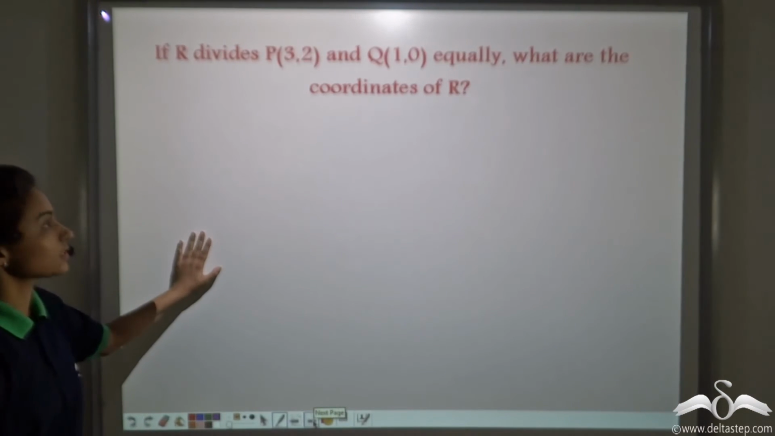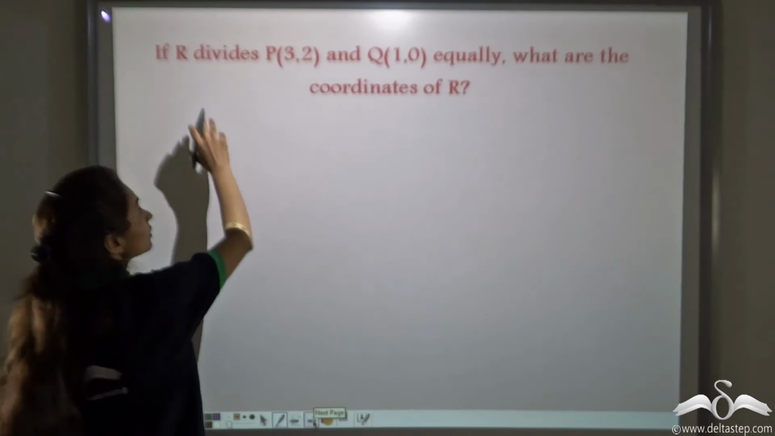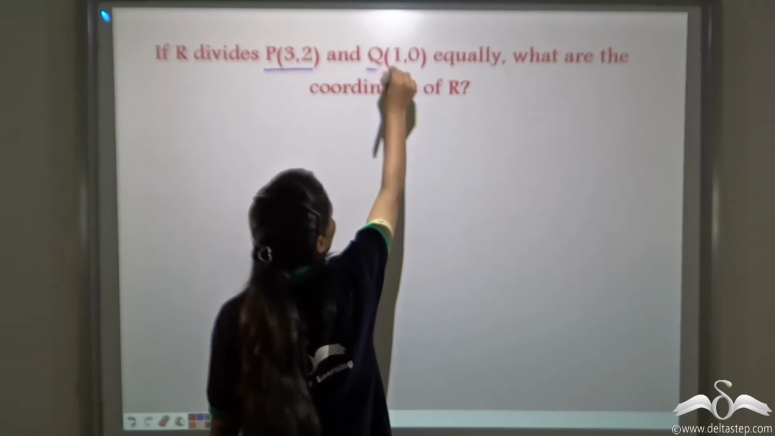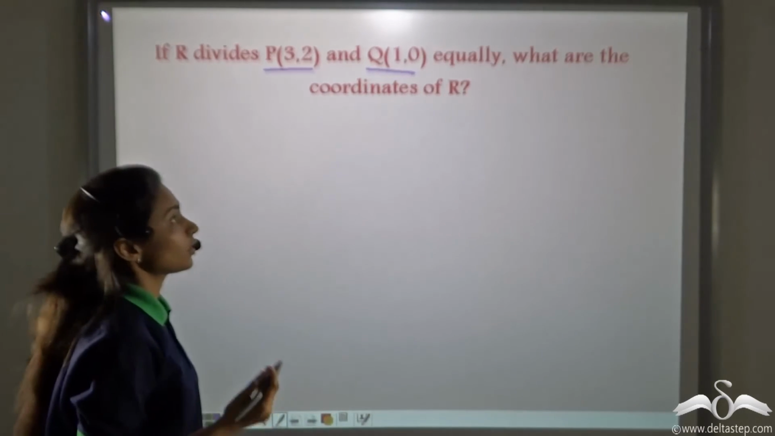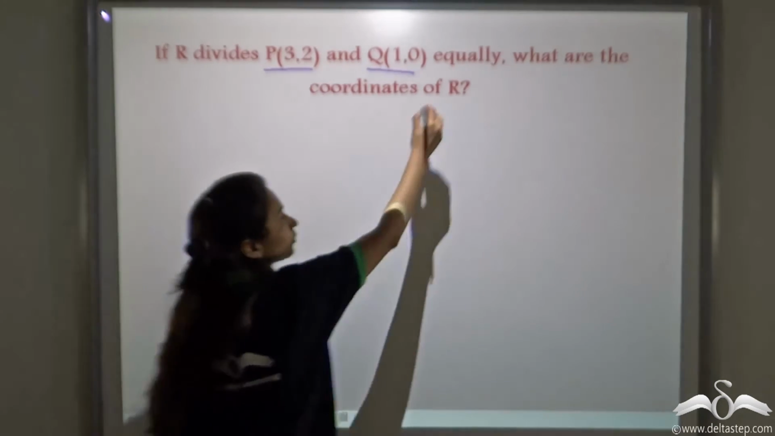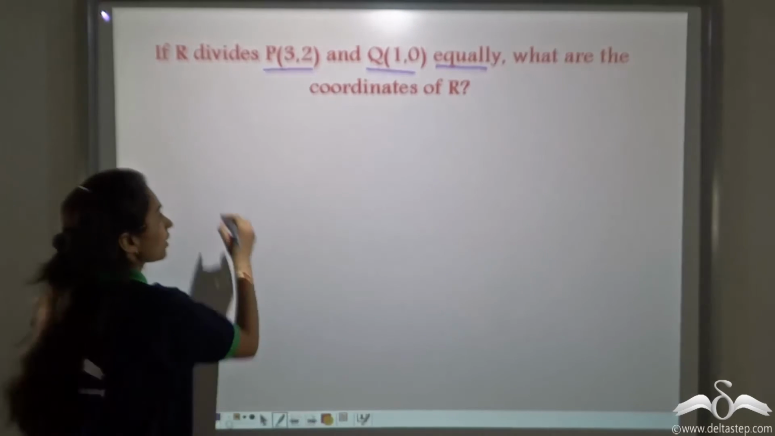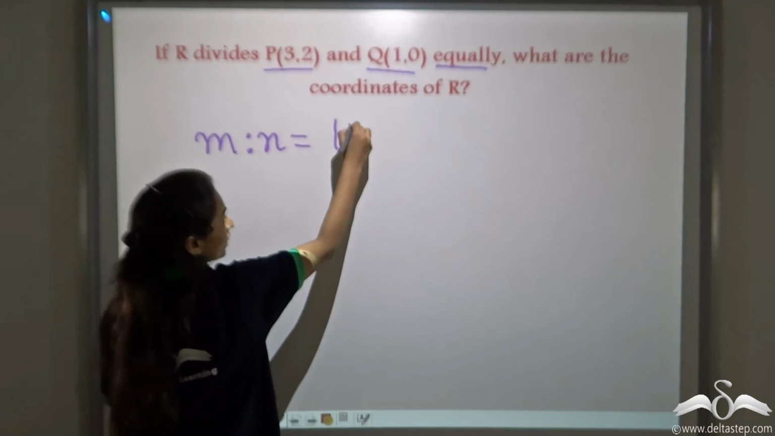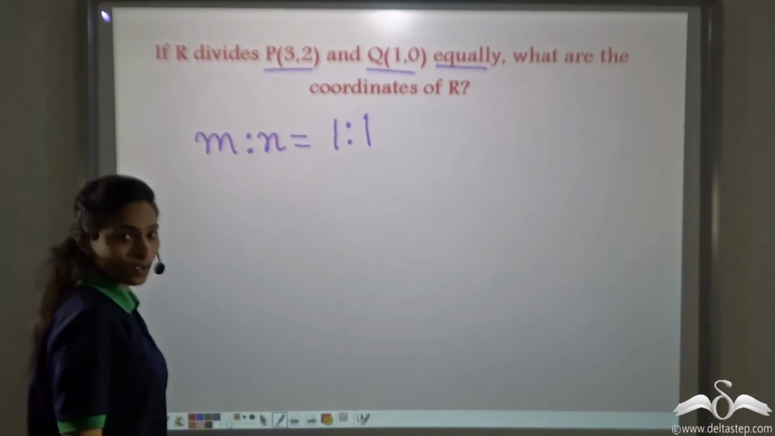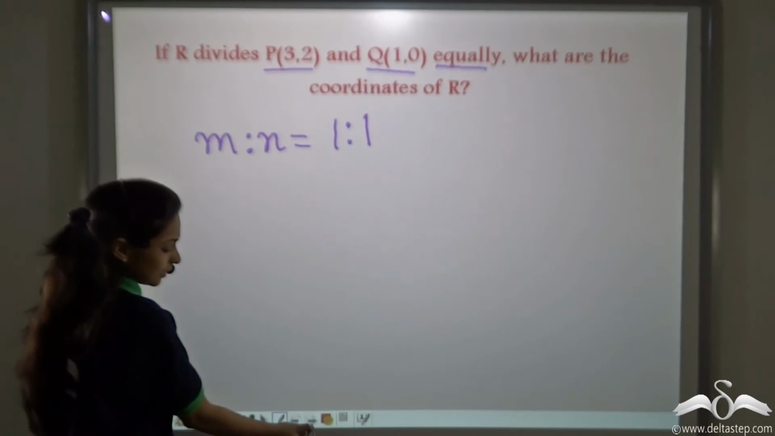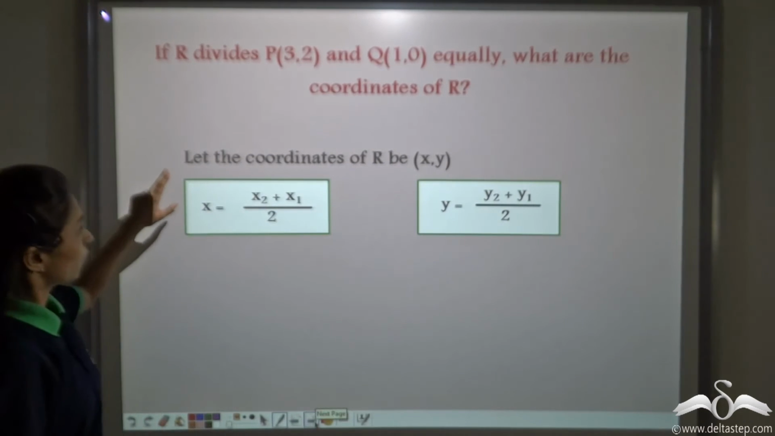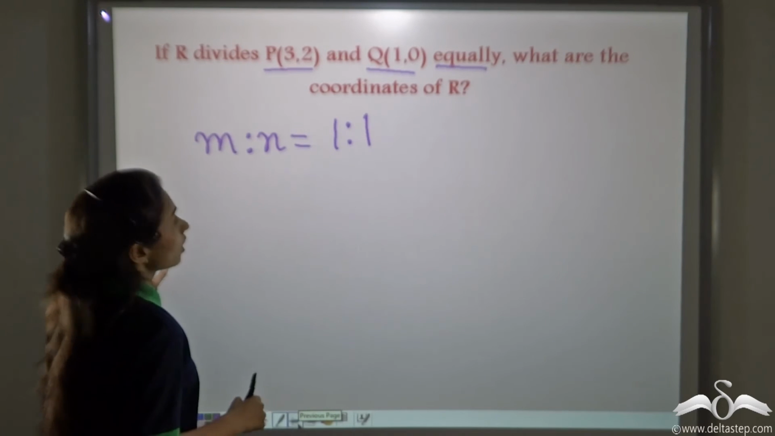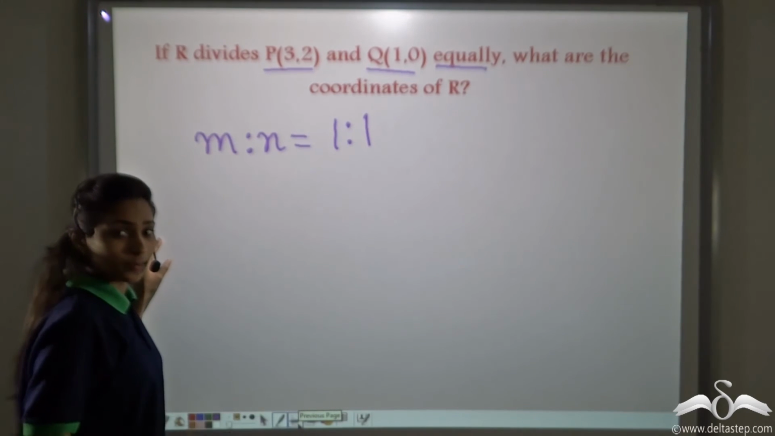Now let's solve the sum. Now we have the same question. If R divides P (3, 2) and Q (1, 0) equally, what are the coordinates of R? Now what do you mean by this equally? That is, m is to n is equal to 1 is to 1. So now do we need this? Let's see. Now can you find out the coordinates of R for me?